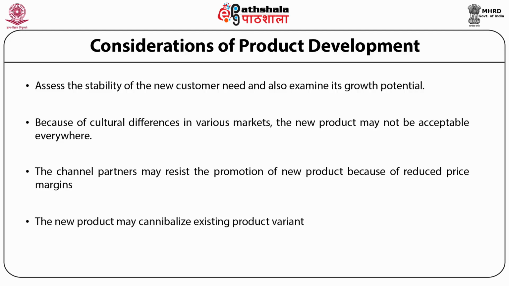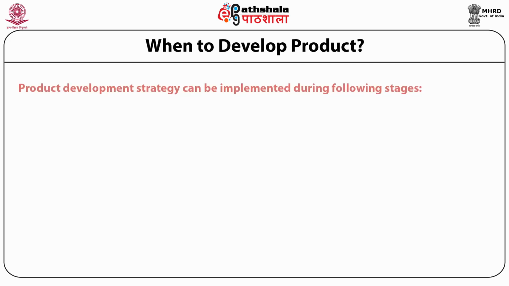And the new product may cannibalize the existing product variant. We know that in technology products or in mobile phones, whenever a new variant comes, it basically eats up the share of your old variant. Companies can deliberately choose to come up with this strategy just to ensure that you keep on earning more margins through your new product. So when do you develop a new product or choose the product development strategy?